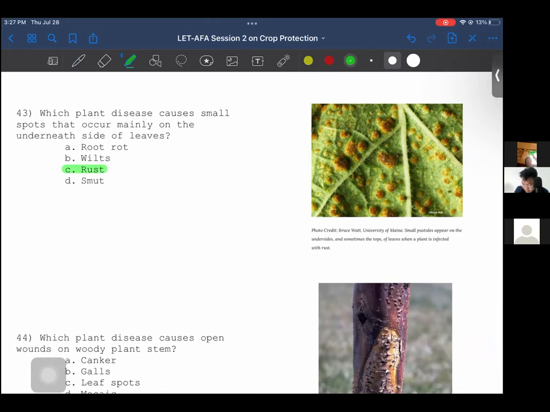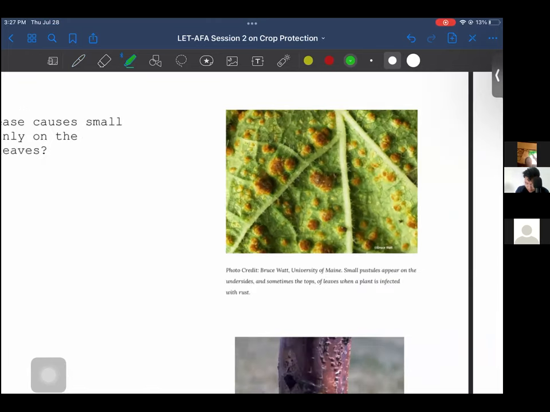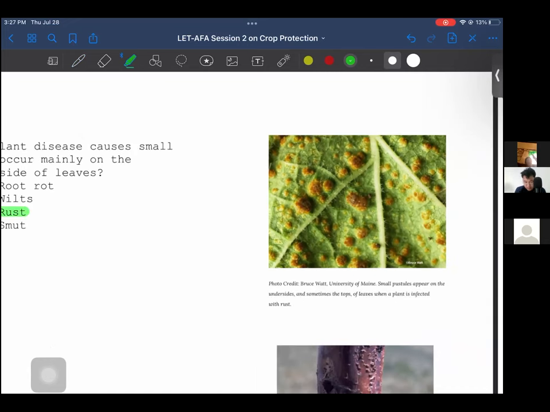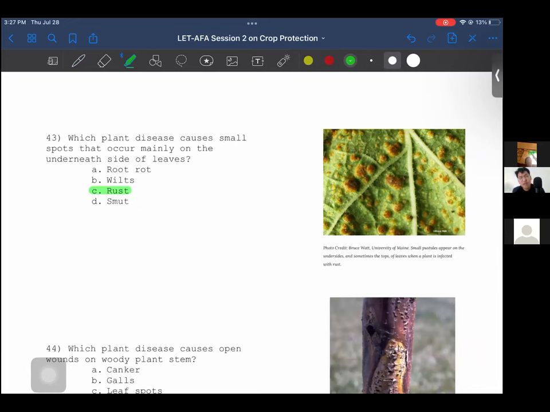So here's a picture of rusting. Small pustules appear on the undersides and sometimes sa tops ng leaf when a plant is infected with rust. So ang rust, meron din yan sa coffee, meron din yan sa mga common natin na mga vegetables. It's a common disease that is caused by a fungi. Always take note of that, rust, fungi. And remember that they are mainly on the underside of leaves. Pero there are also instances na sa taas. Pero ang mas gusto nila yung nasa baba lang.